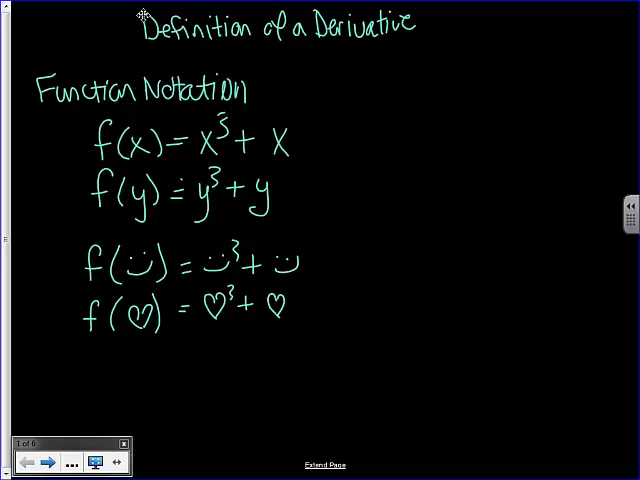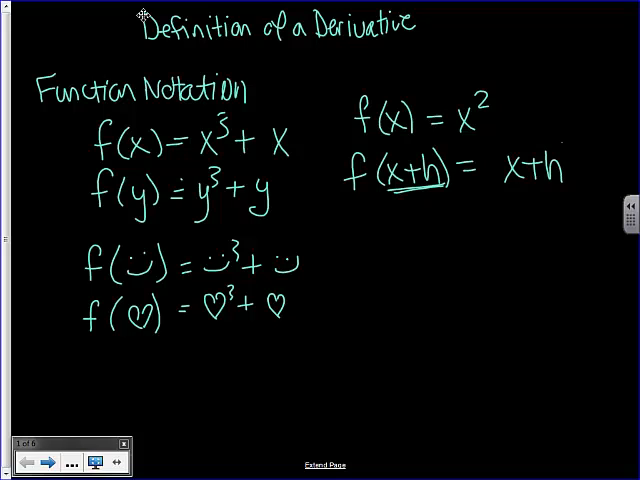So, okay, let's look at this. There's one thing I want you to pay attention to. If I tell you f of x is x squared, and I ask for f of x plus h, that equals this entire thing squared, x plus h quantity squared, not x squared plus h. Okay? Alright, moving on.